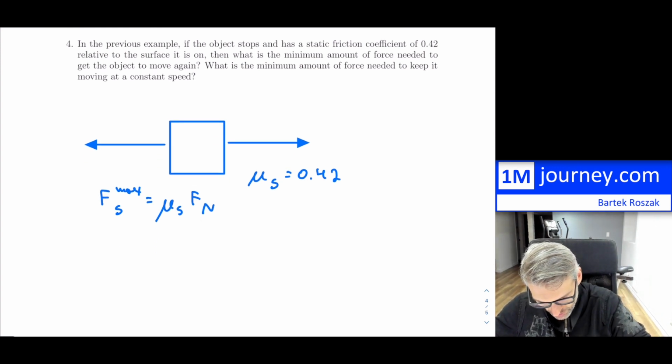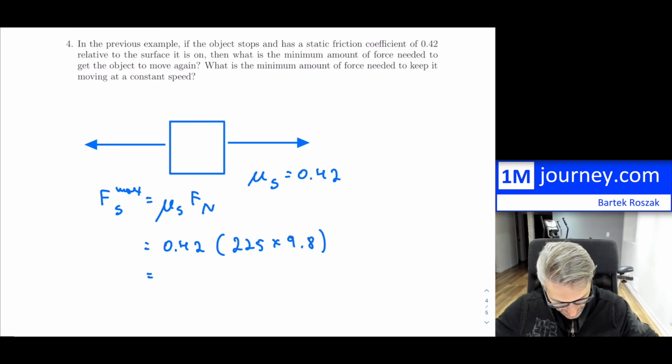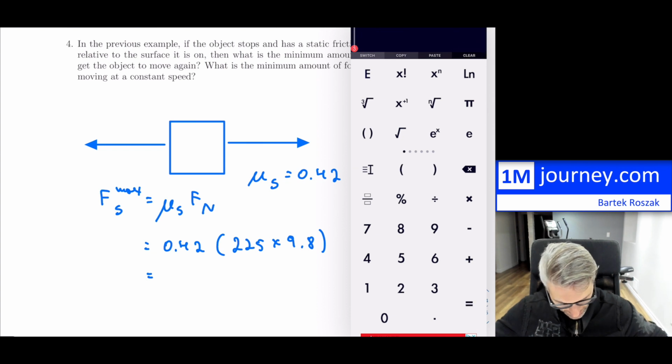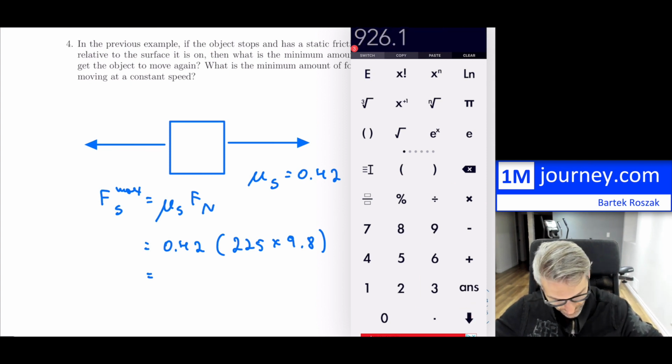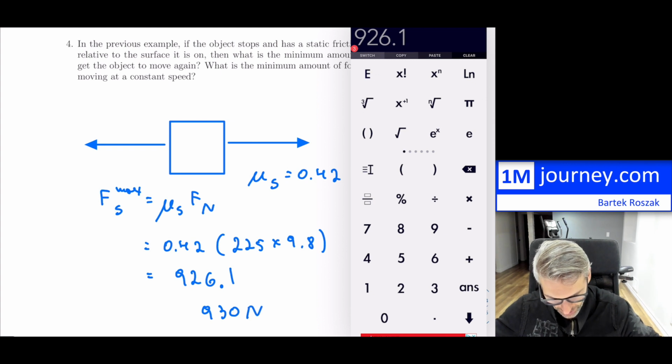So if you substitute this back in here, so 0.42, force of normal, 225 times 9.8. Let's see how big this force would have to be. 0.42. Notice the static one is bigger than the kinetic one. So 225 times 9.8. Okay, well, that's a lot of force. If it's 2 sig figs, this is around 930.